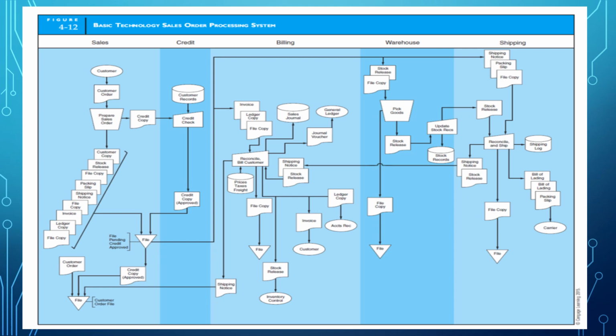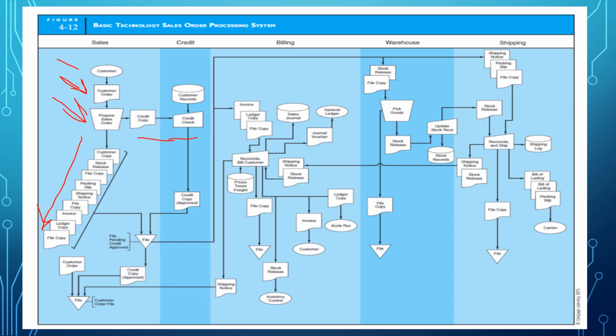In general, this figure is explaining and illustrating the basic technology sales order processing system. We can see here, starting from the customer, the customer order document is still manual. Then we have the manual process of the transaction, and we have the documents of the customer order, and then we check, still manual.